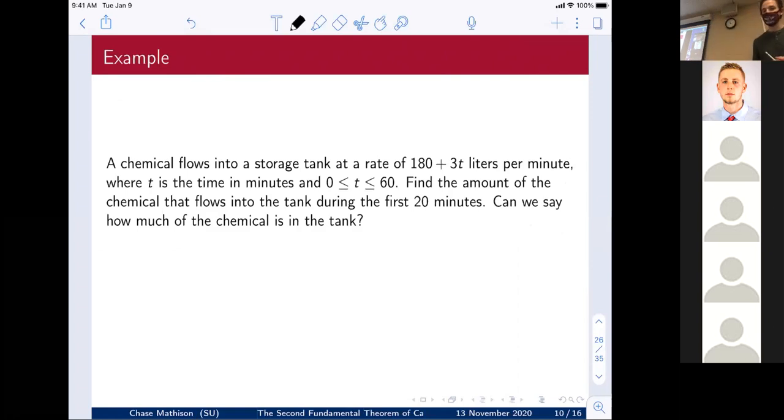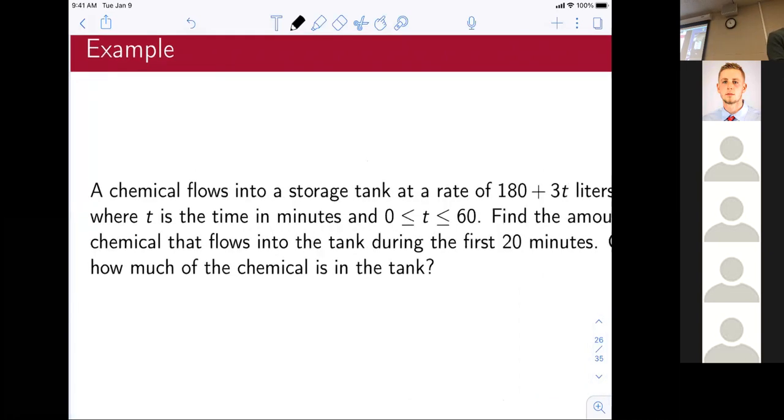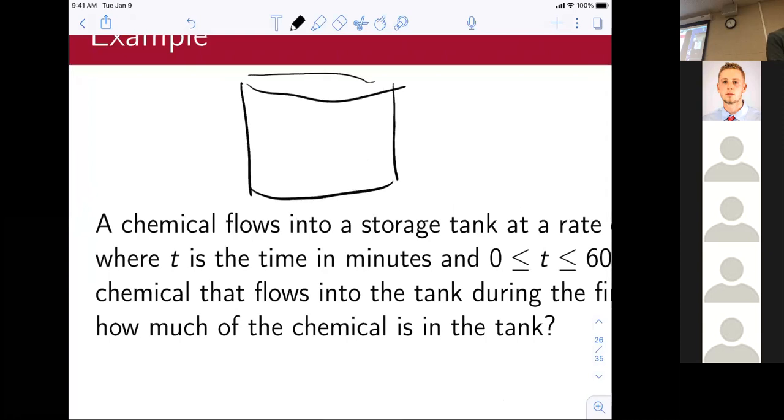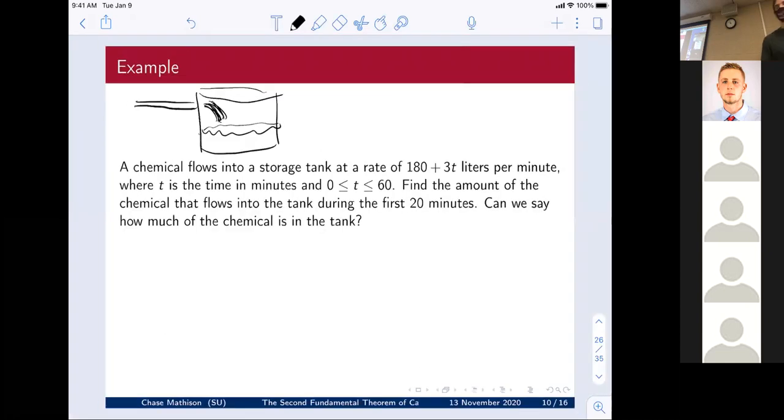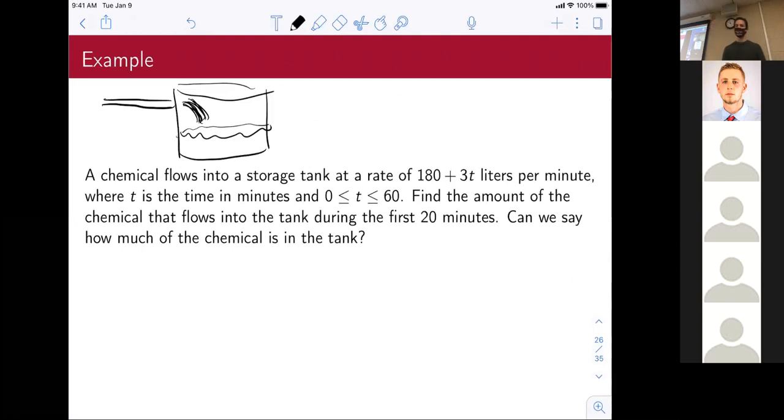A chemical flows into a storage tank at a rate of 180 plus 3t liters per minute, where t is the time in minutes and 0 is less than or equal to t is less than or equal to 60. Find the amount of the chemical that flows into the tank during the first 20 minutes. So I've got some tank, we don't know it, maybe it starts off with chemicals in it, right? Who knows? But I start pumping chemicals into here. I want to know how much of this chemical did I add in the first 20 minutes, and I know the rate at which I'm adding this chemical.